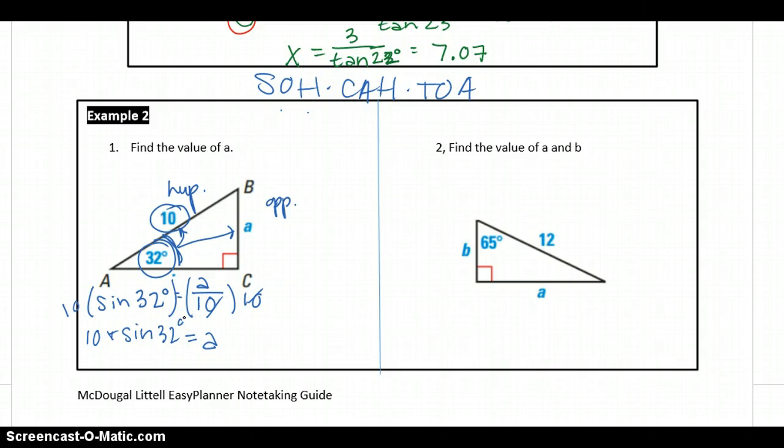So to solve for A, we can plug this into our calculator. You can do the sine of 32, enter, and then multiply by 10. Or you can type in 10 times the sine of 32. You should get an answer for A equal to 5.299.